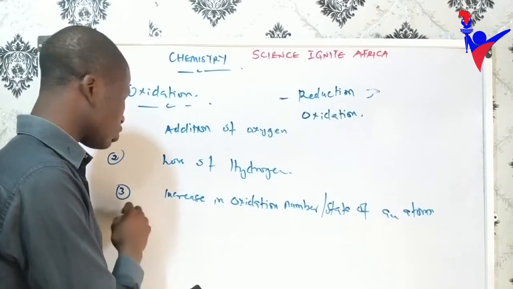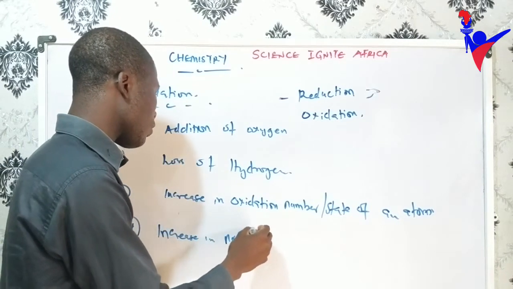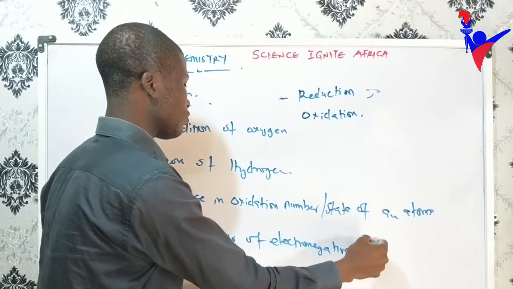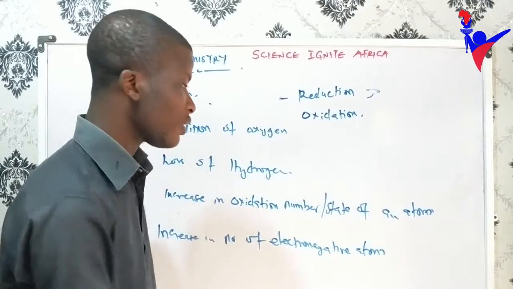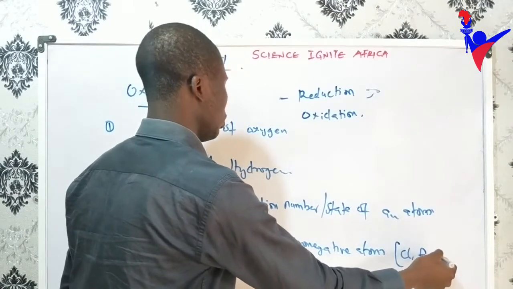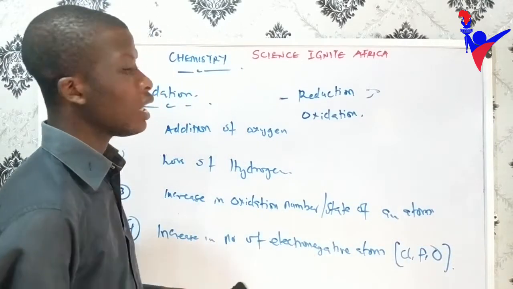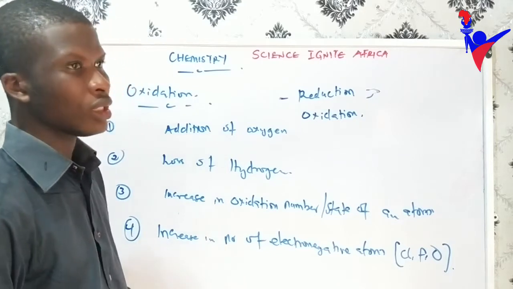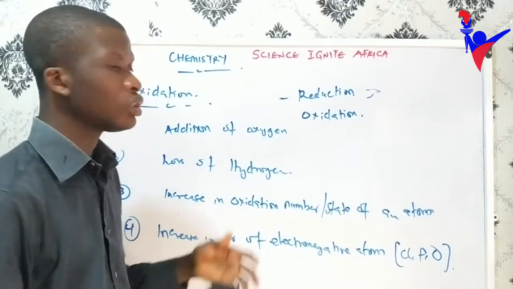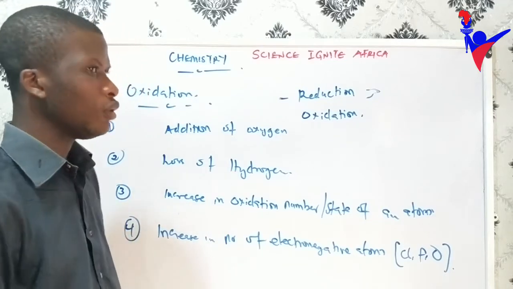Another way to look at oxidation is increase in number of electronegative atom. Examples of electronegative atoms: you have your group 7 elements, basically your chlorine, your fluorine. Oxygen is also an electronegative atom, and the likes. So when this happens, you say oxidation has taken place. So oxidation could be seen as addition of oxygen, loss of hydrogen, increase in oxidation number or oxidation state of an atom, and increase in number of electronegative atom. I believe you understand that.